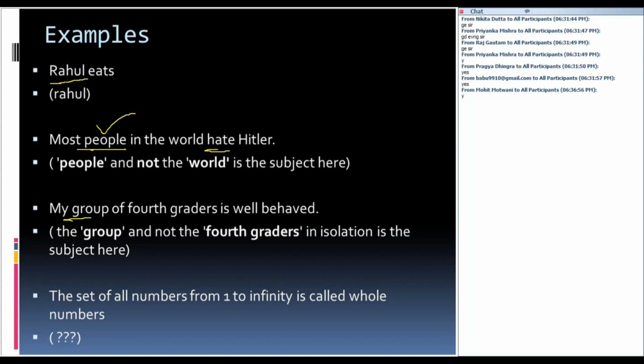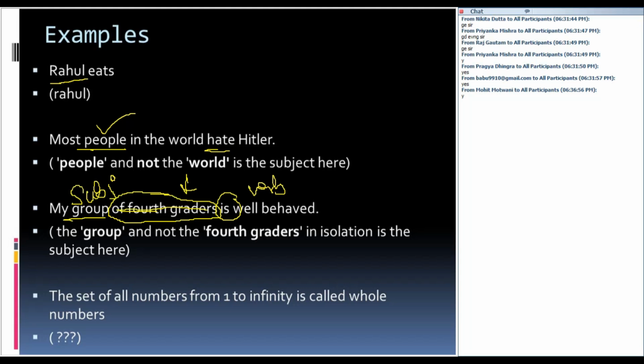That is another matter, that this group is of fourth graders. Now this is important because there is a rule connected to this. Generally it says that if there is a subject here and a verb here, and you have an of construction, with some information which starts with the word of, then generally that information is considered extra information. You should ignore this information to find out whether your subject is singular or plural.